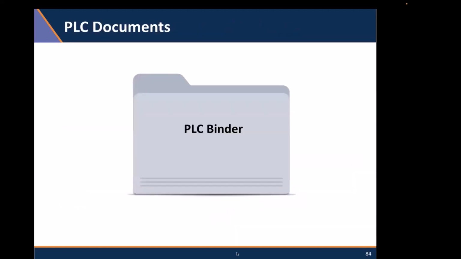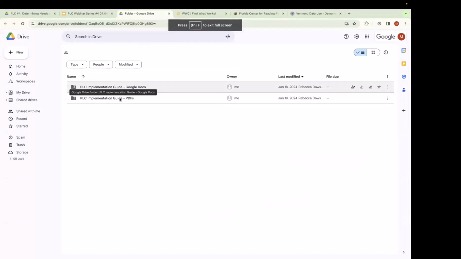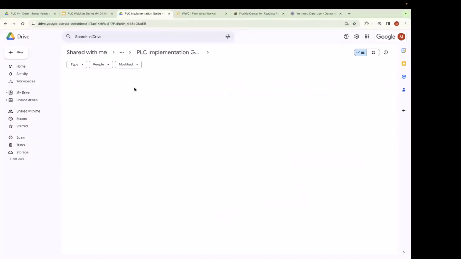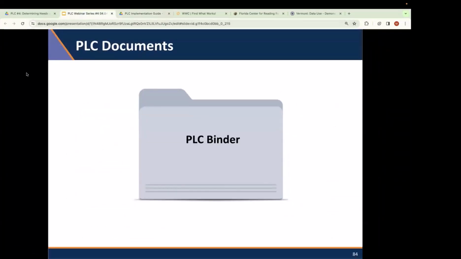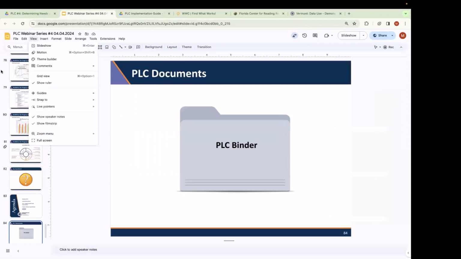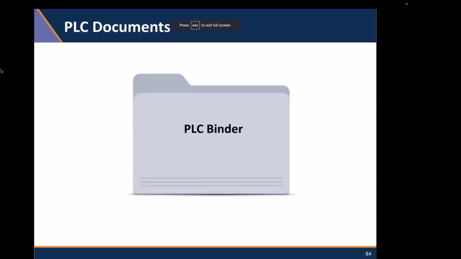Just a reminder, this is the PLC binder. It is linked here, so you can access it. It has the Google Docs as well as the PDFs, so you can have access to all of the documents that we've done or talked about throughout this entire series. It also goes in the order of our year-long roadmap: establishing those teams, doing that year-long goal data dive, focusing on our SMART goal cycle goals, and then the instructional cycle and wrap up. So they go in that order if you have any questions about what comes first.